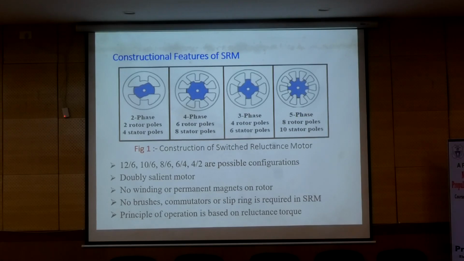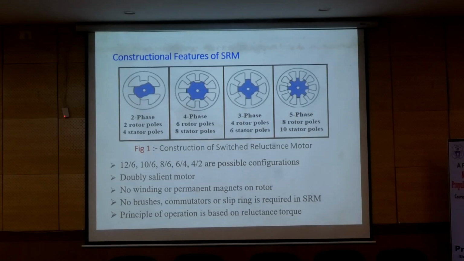Similarly, 4 rotor poles and 6 stator poles means it is a 3-phase SRM. And this 8 by 10 means it is a 5-phase motor, because there are 10 stator poles. So obviously this is a 5-phase motor, so it needs a 5-leg converter. Depending on the number of phases, that many legs of the power electronic converter are required. That is how these SRM configurations can be evolved.